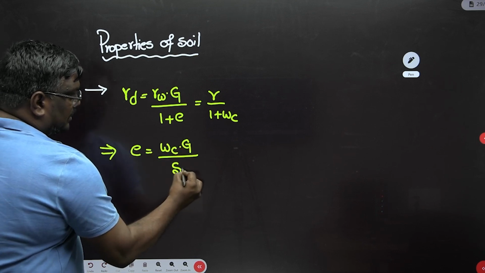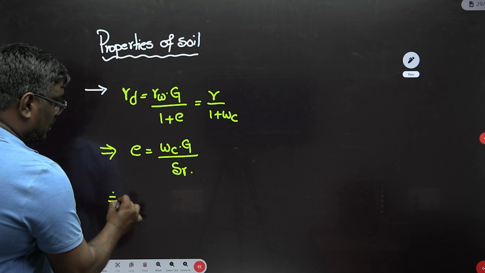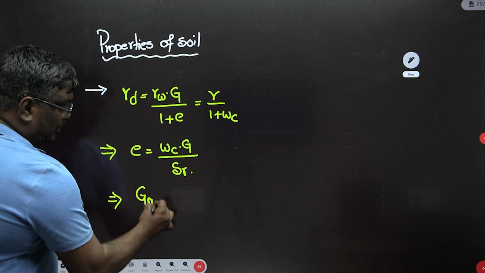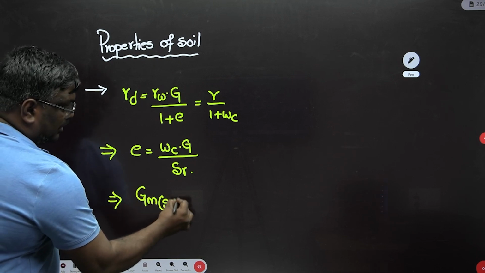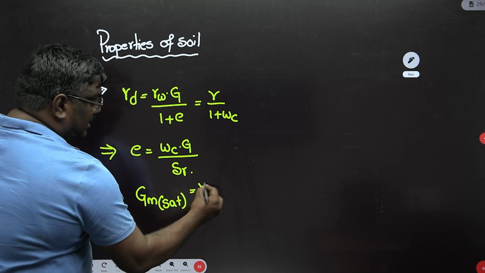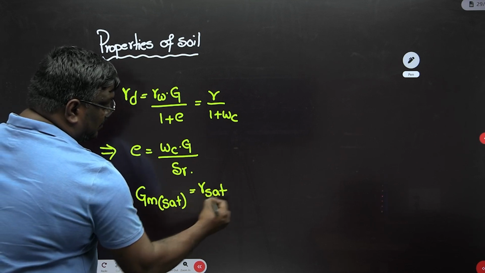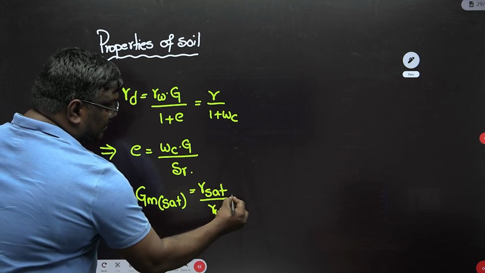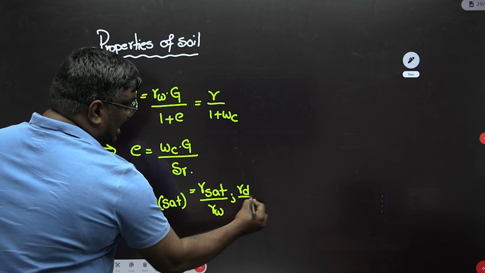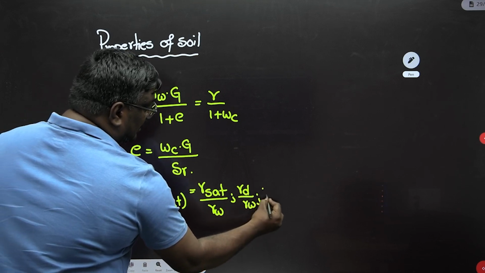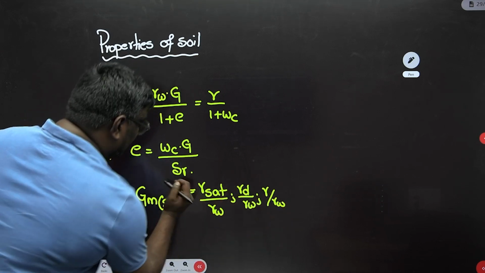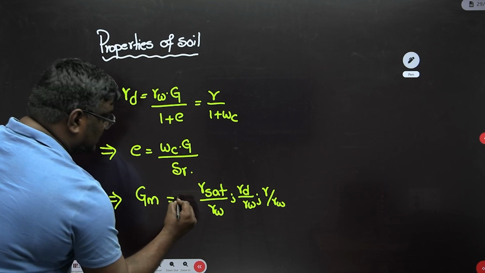Now, my dear students, if they ask you mass specific gravity, it can be in saturated state. If it is in saturated state, it will be gamma sat by gamma W. If it is in dry state, it will be gamma D by gamma W. And if it is in bulk state, it will be gamma by gamma W. So here you can write GM, that is mass specific gravity.